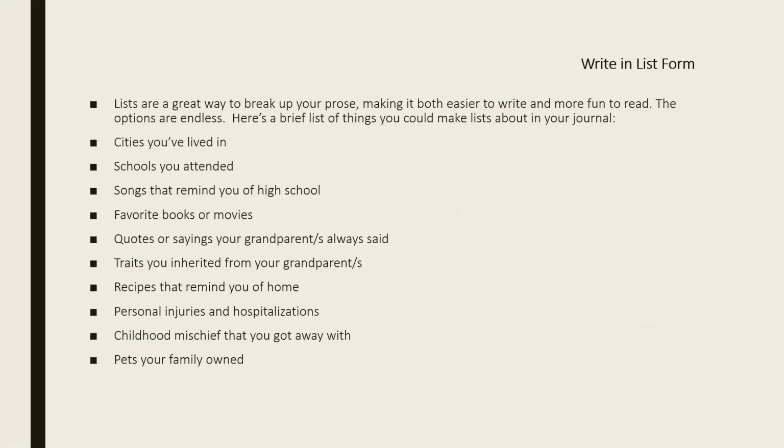Now, what are the write-in lists that you can come up with? The write-in list could have all these things. So it can help you break things down, and it could be easier to write and more fun to read for those people who are reading. This is not the end of the list. Okay, you can come up with your own list. These are things that are interesting for me. I put it here. You can come up with more additions as and when you proceed. So here is a brief list of things you could make a list about in your journal.